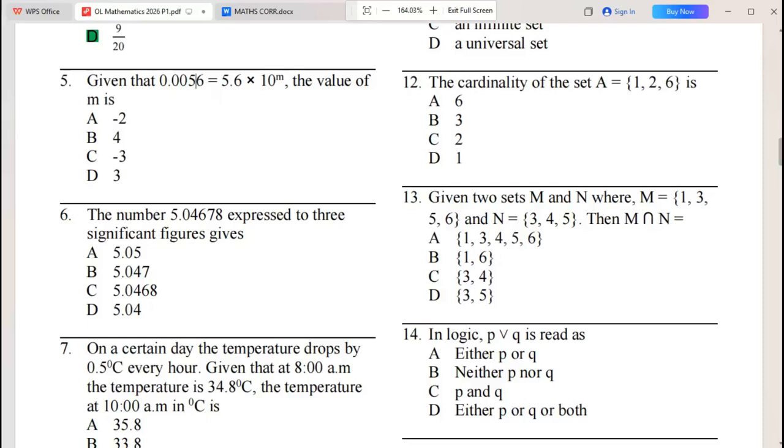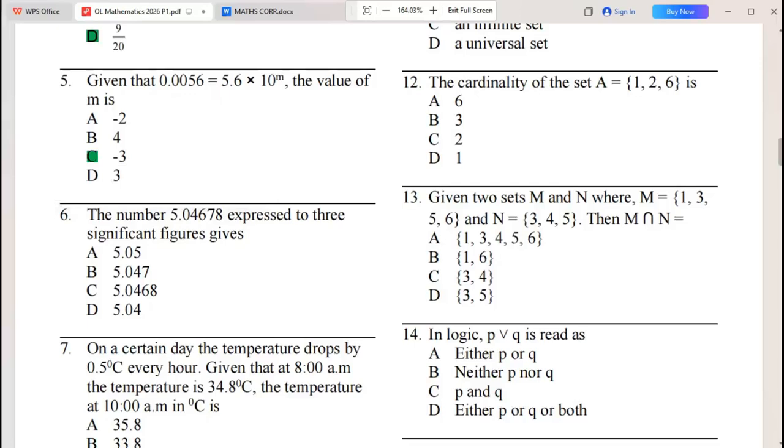Now looking at this, we send the decimal point 1 time, 2 times, 3 times behind to have 5.6. Since we are sending the decimal point behind, the number becomes negative. So that's going to give us 5.6 times 10 raised to the power negative 3. So the value of m is equal to negative 3, which is C. If we had sent the decimal point in front, the value of m was supposed to be positive, but since it's behind, it is negative.